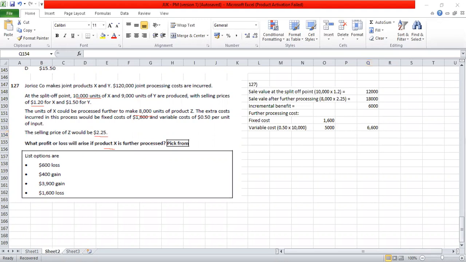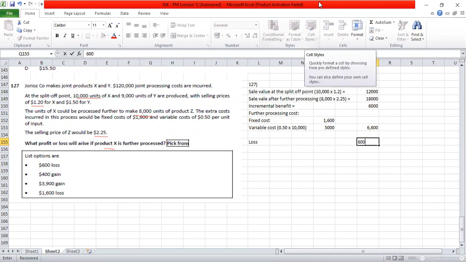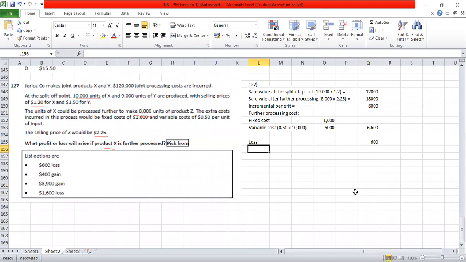So now what is the option? What's the answer? Do they have a profit or a loss? Cost is more than the benefit, so 600 is the loss. So they should not, A is the option. They should not be processing it further, but rather sell it at the split off point only. Okay, so that's the answer.